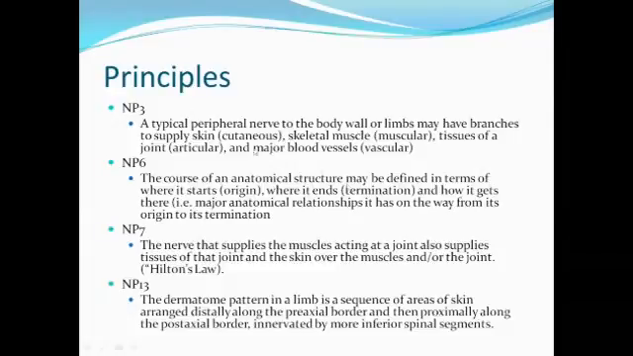The most important one for the beginning of our discussion is NP6, which says the course of an anatomical structure can be defined in terms of where it starts or its origin, where it ends or terminates, and how it gets there, i.e. the major anatomical relationships it has on its way from origin to termination.